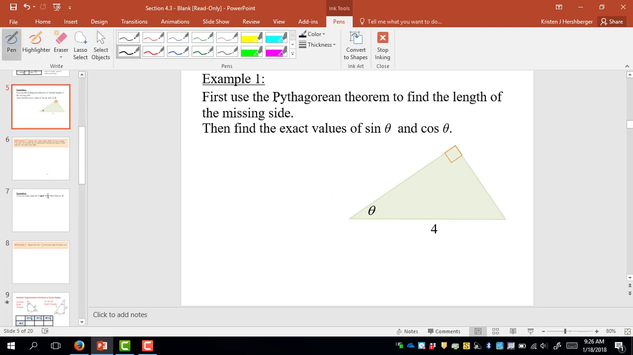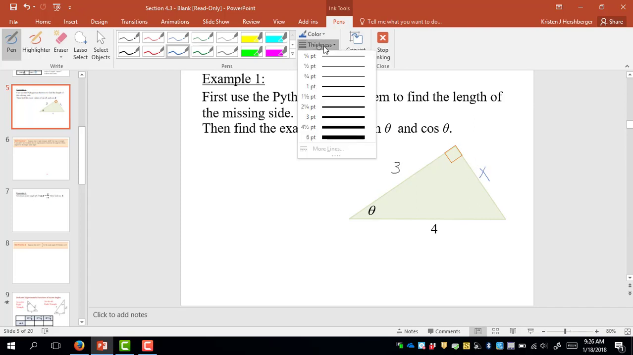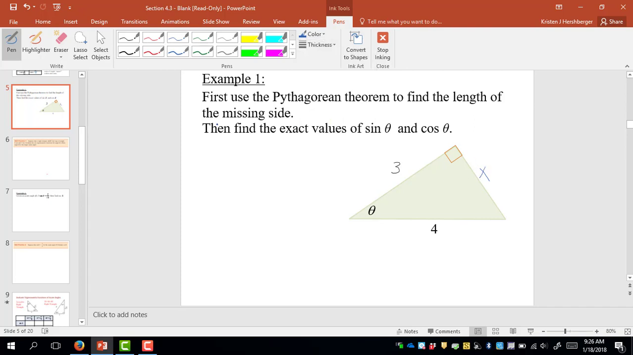In this example, we're given that our hypotenuse is 4 and one of the legs is 3. That 3 was given in the problem. And so what we need to do is find the length of the missing side so that we have all 3 sides, and then we'll be able to find sine of the angle and cosine of the angle. So our missing side here, we can label x, and then we're going to try to find that missing side.